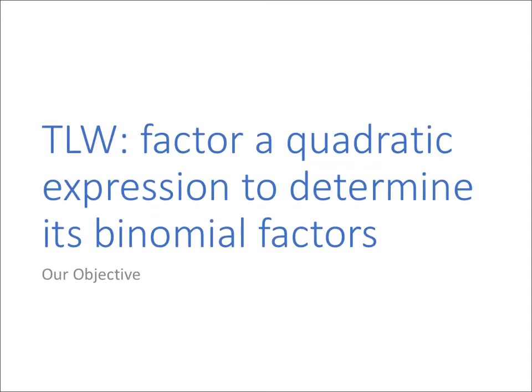So the first thing that we normally look at is what our objective is for today. And so our objective is to factor a quadratic expression to determine its binomial factors. And we were just kind of working with factors. And we kind of understand that factors are zeros. So what we're going to basically move into is factoring things so that we can find their zeros rather than having to rely only on dividing polynomials.